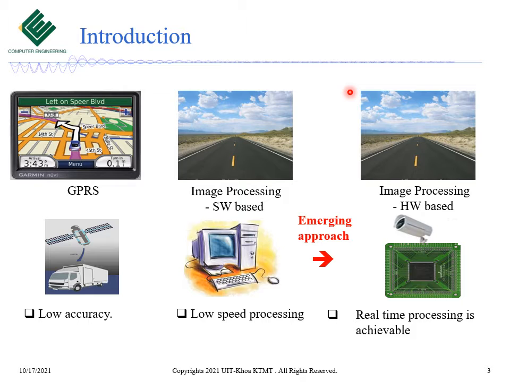It means the processing based on the CPU. This technique is very easy to implement, but the speed is not high. Therefore, in this topic, we focus on image processing based on hardware design. This technique provides higher processing speed, so it suits real-time processing.